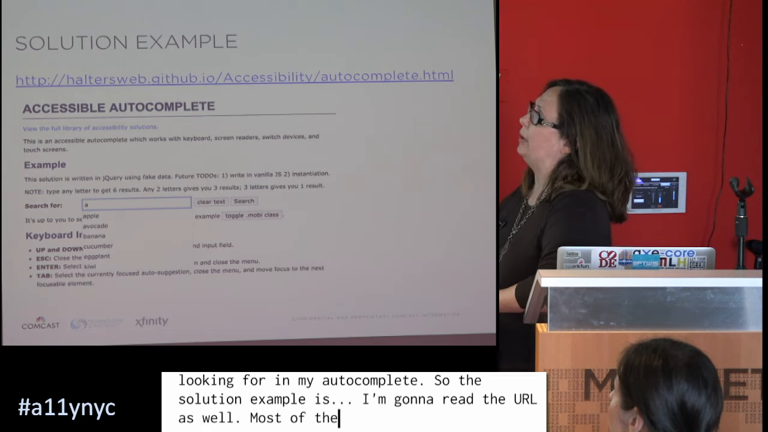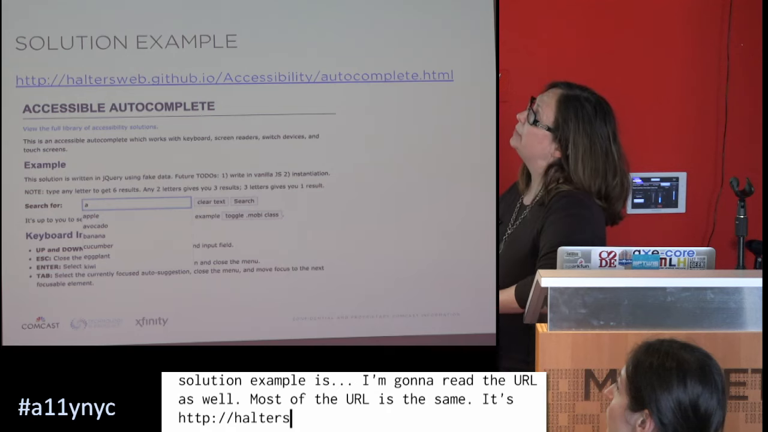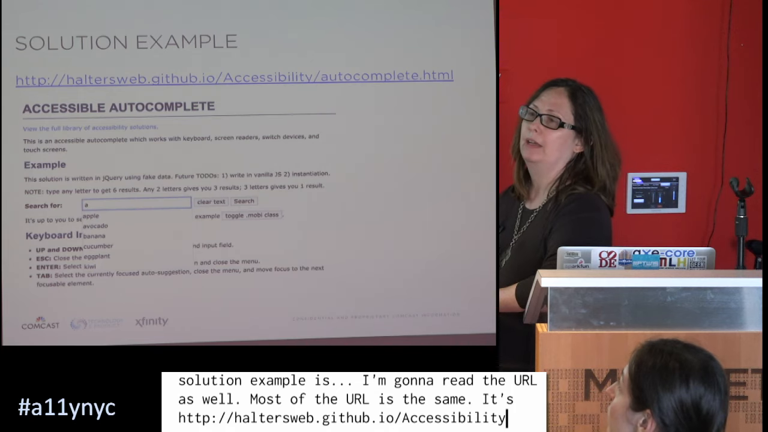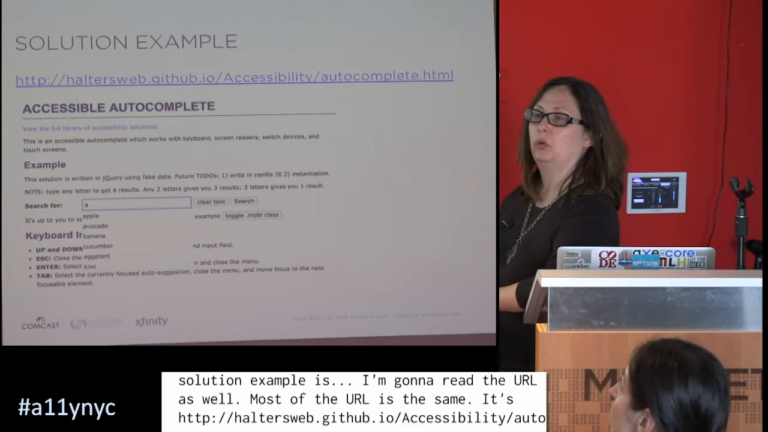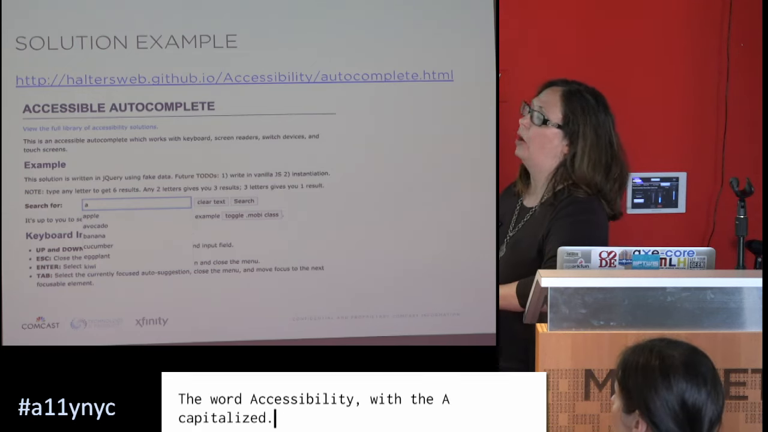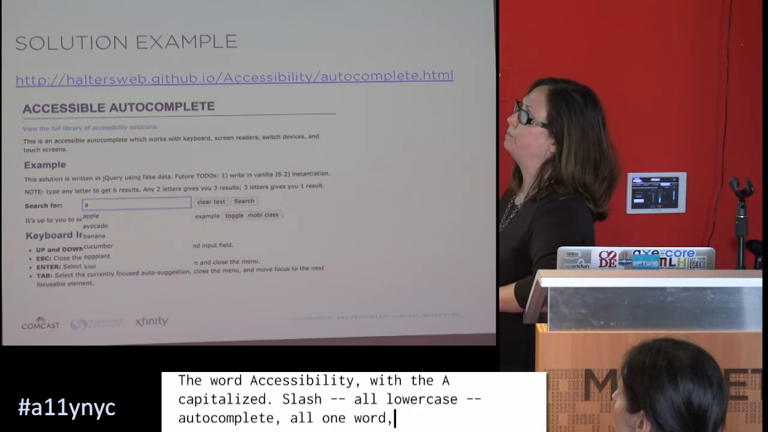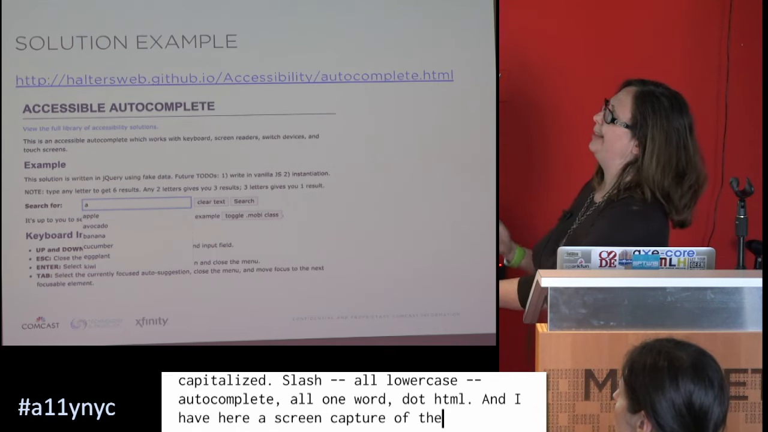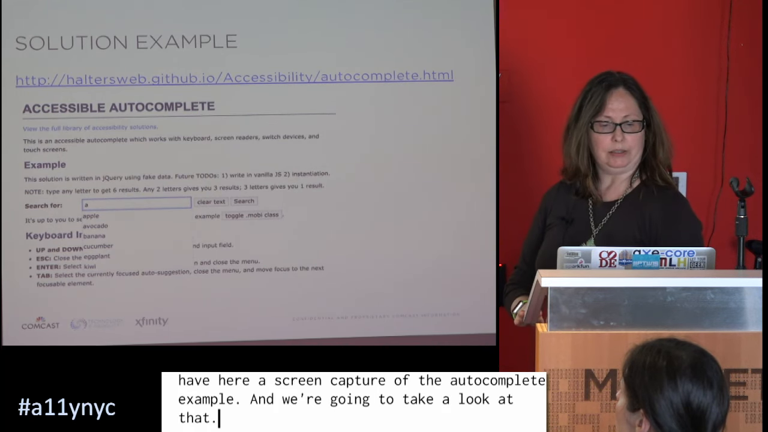Most of the URL is the same. It's http://haltersweb.github.com/ the word Accessibility with the A capitalized, / all lowercase autocomplete, all one word, .html. And I have here a screen capture of the autocomplete example. And we're going to take a look at that. All right.